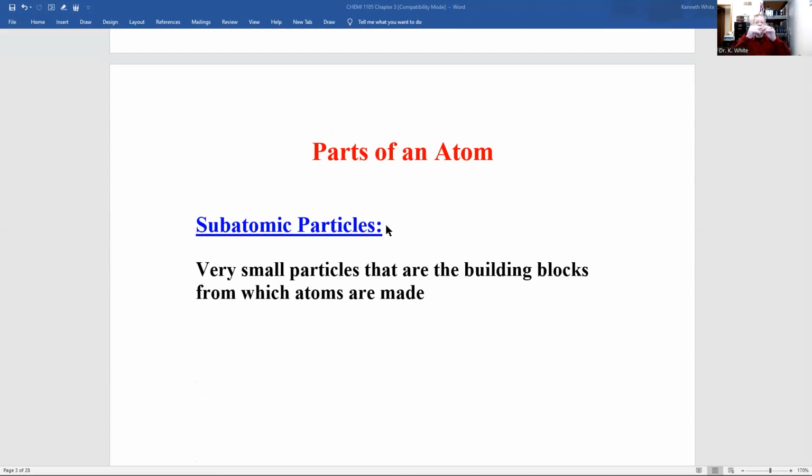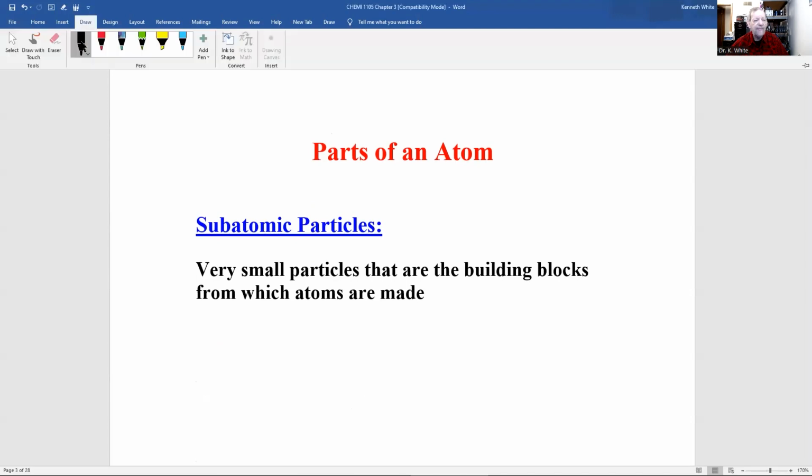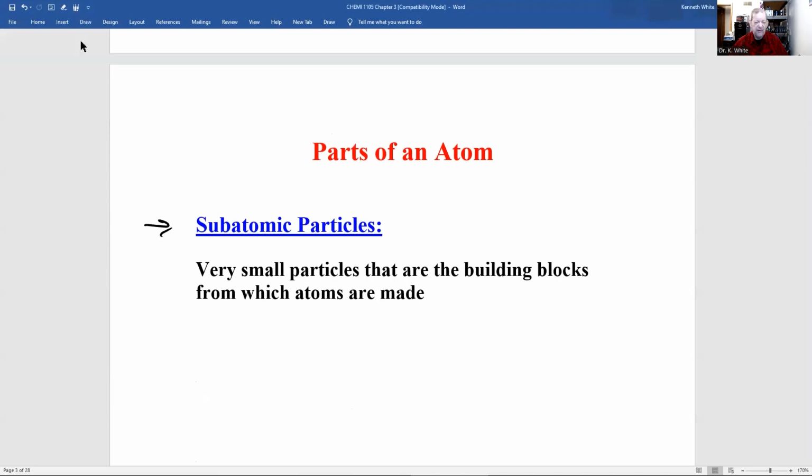Now, when we talk about an atom, there are parts of an atom, and we call those parts of an atom subatomic particles. And what does subatomic mean? Well, how many of you are familiar with a submarine? That's a boat. Sub means under. That's what sub means. Marine, water.